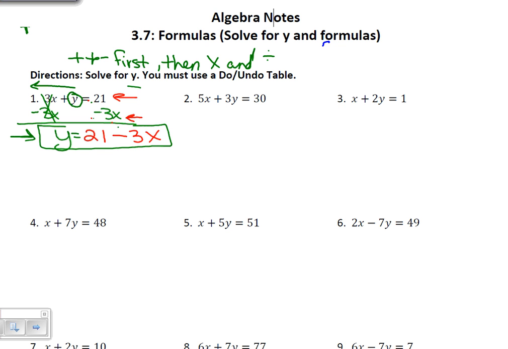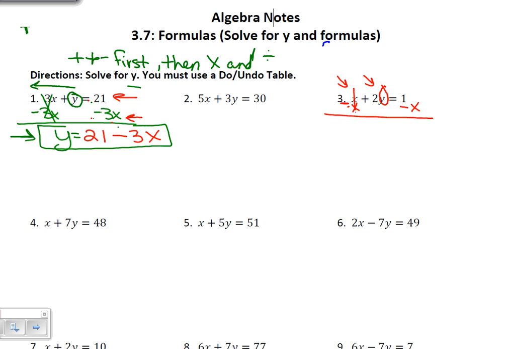Let's try number 3. So again, I'm going to circle the letter I want to solve for, which in this case is y. So again, when I look at y, what did they do to it? Well, they multiplied it by 2, and they added a positive x. So again, my rule says get rid of addition and subtraction first. So the opposite of adding the positive x, that 3 is the problem number, we're going to minus x. Okay, minus x from both sides.